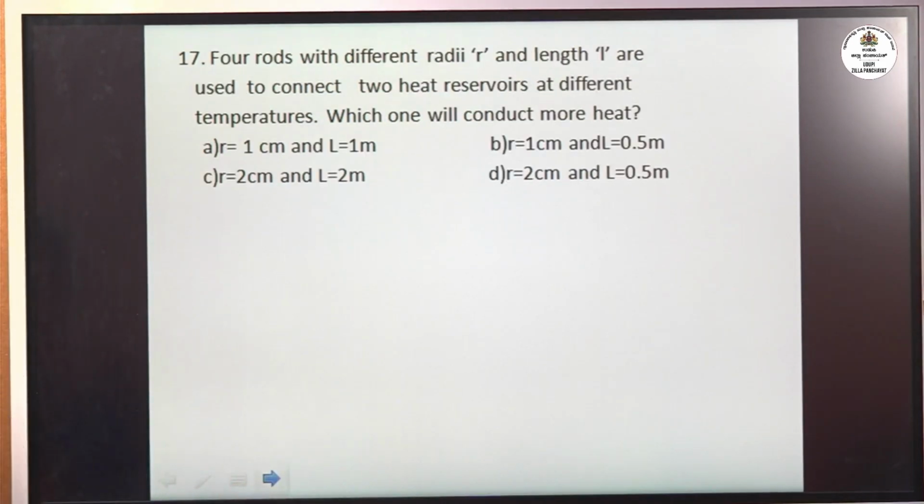Let us go to the next question. 4 rods with different radii and length L are used to connect 2 heat reservoirs at 2 different temperatures. Which one will conduct more?